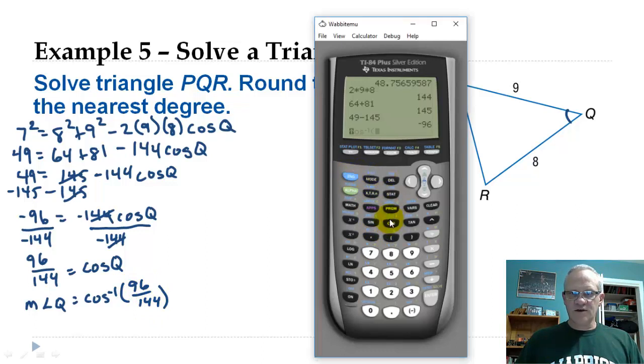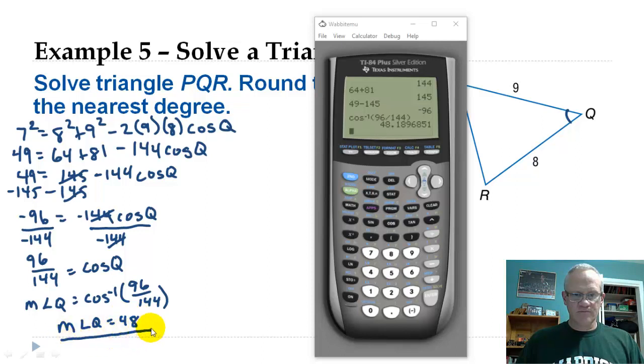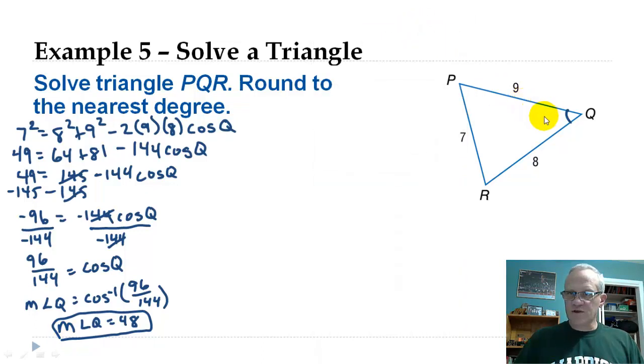So second function cosine, 96 divided by 144. And that's going to give me about 48. It said round to the nearest degree, so we're going to call that 48 degrees. So the measure of angle Q is approximately 48. Okay? I'm going to write this in, 48. All right, so now that I know that that's 48, what can I do?